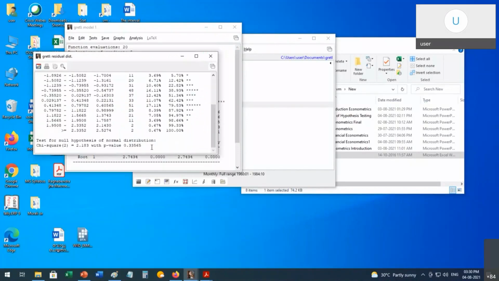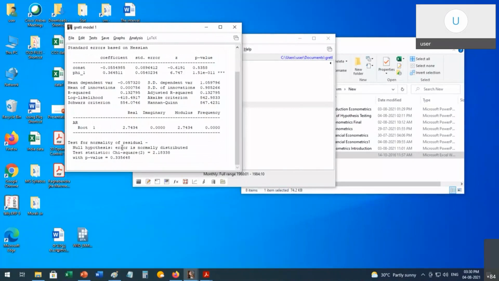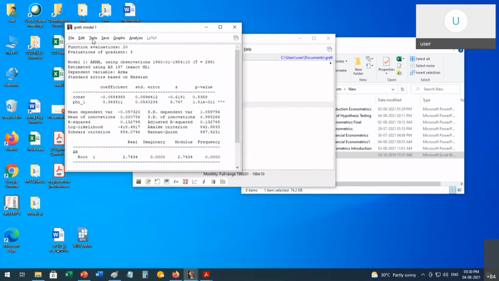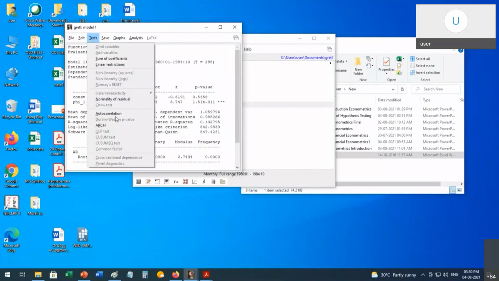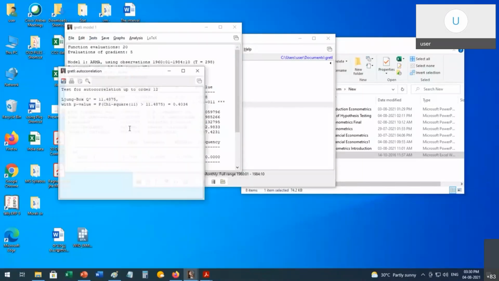And here also we have this, and the test is reported here. Then second, we go to the autocorrelation. We are giving a lag of 12. So the p-value is 0.4034. So this is greater than 5%. That means there is no autocorrelation.